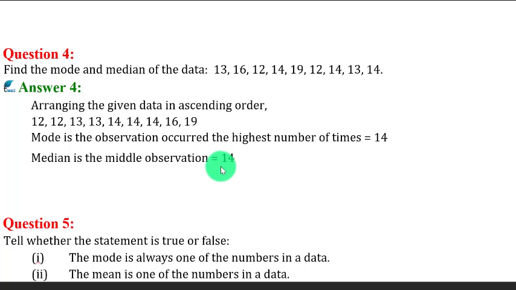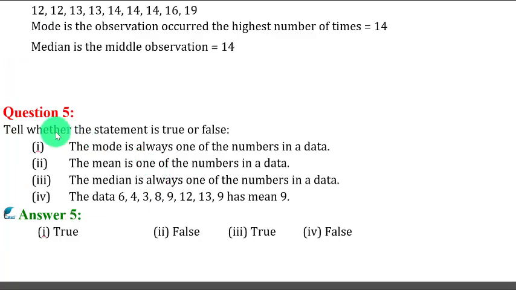So mode is 14 and median is the middle observation. Here in total we can see 9 are there. So the 5th one is the middle one. So 1, 2, 3, 4, 5. 14 is the middle one. So you can write here median is the middle observation, 14. Next, last one, the 5th one.